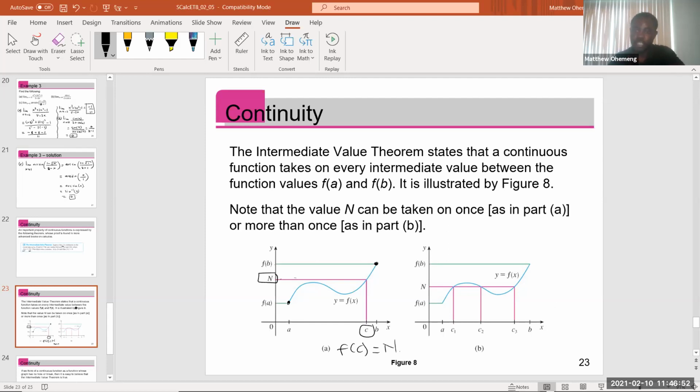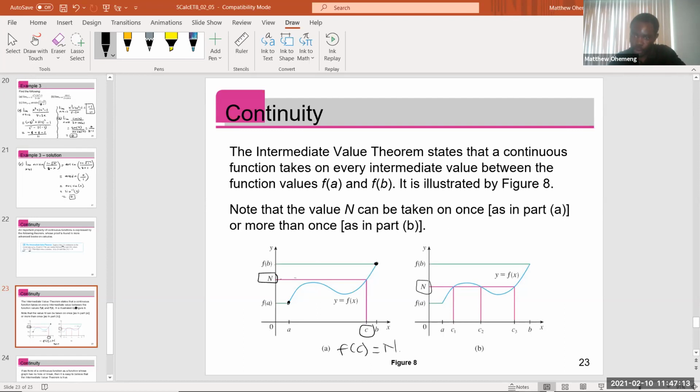So for this one, the function is continuous, right? So if we pick a number n in between the f of b and f of a, then by the intermediate value theorem, we should get at least one c in between the a and b, such that the f of that c is the n. And you can clearly see that this is true. In this case, we got like 3 c's.